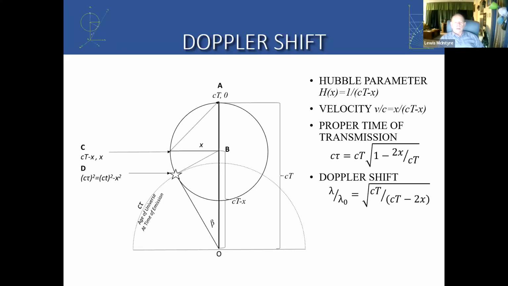The relativistic Doppler shift of the light along the path dBA is equal to 1 plus V over C divided by the square root of 1 minus V over C quantity squared. This becomes the equation shown when we insert the definition of V in terms of cT and x.